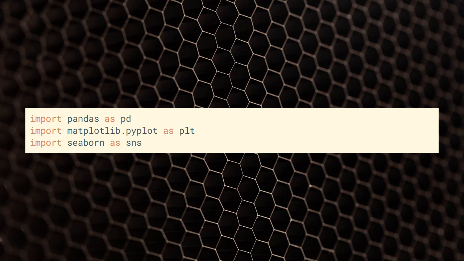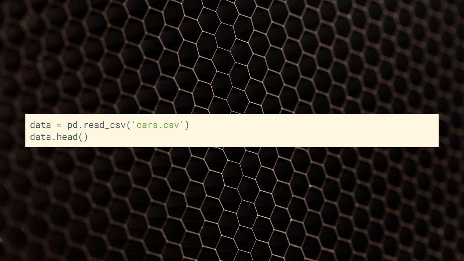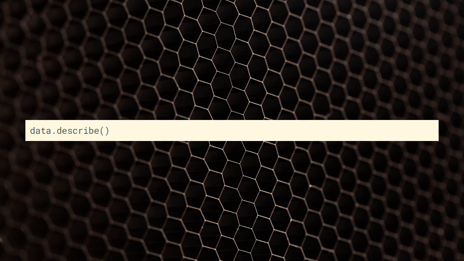We will use pandas for data manipulation and matplotlib and seaborn for data visualization. Now let's load the data using the pandas library. We will use a sample dataset that contains information about different cars. To get a sense of the data, let's use the describe function, which provides summary statistics for numerical columns.